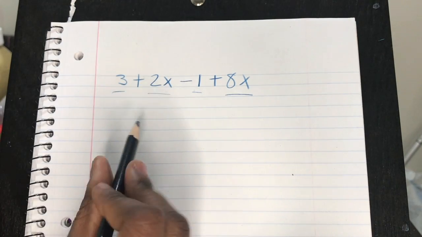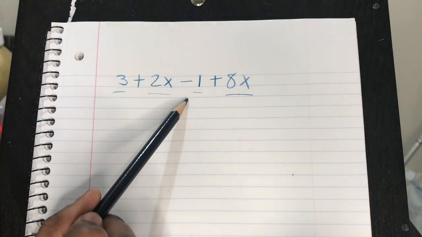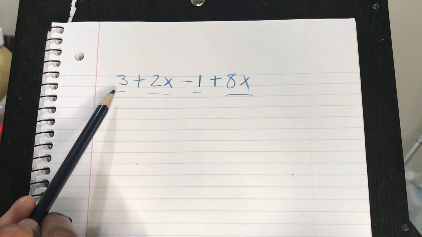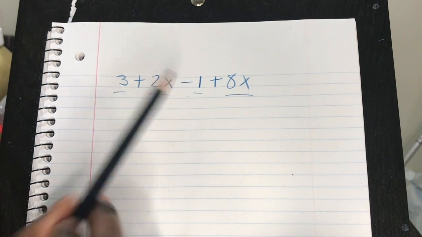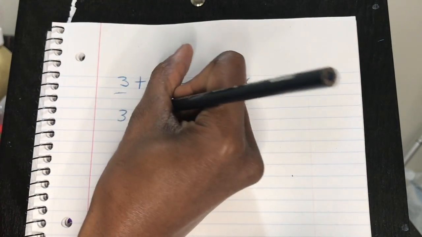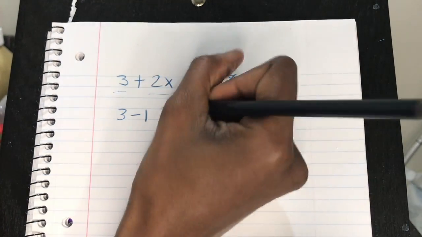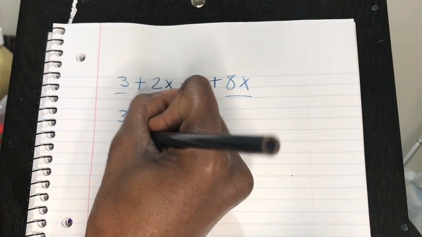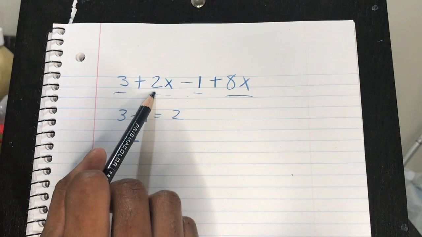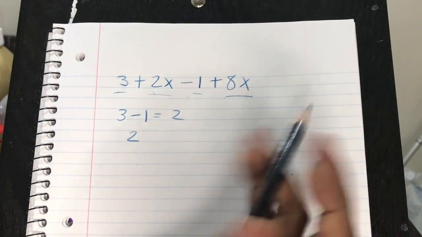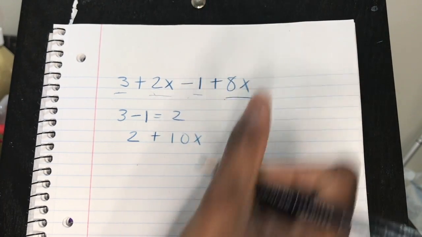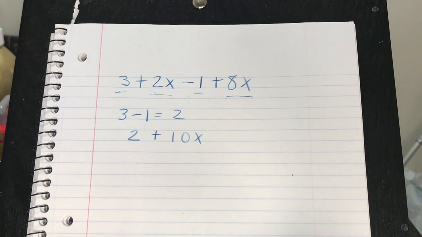So let's combine first the 3 and the 1. Since there's a minus in front of the 1, you would do 3 minus 1. 3 minus 1 equals 2. So then we would bring down our 2. And then 2x plus 8x is 10x. So 2 plus 10x would be your simplified expression.